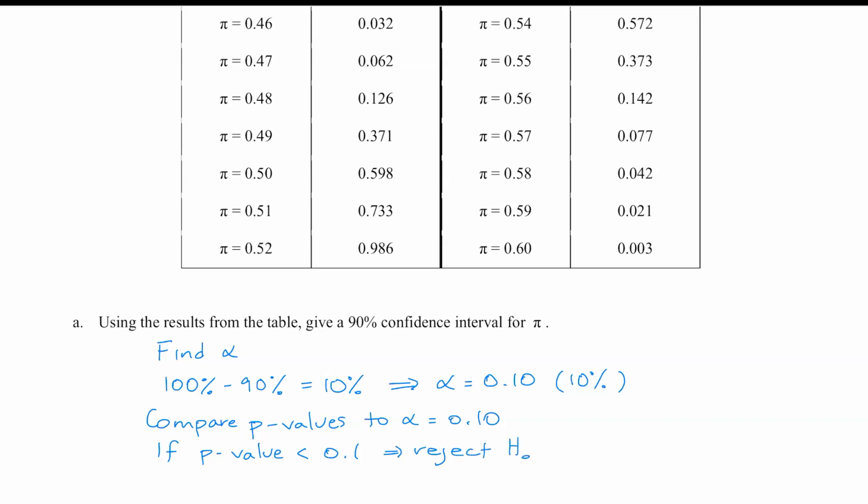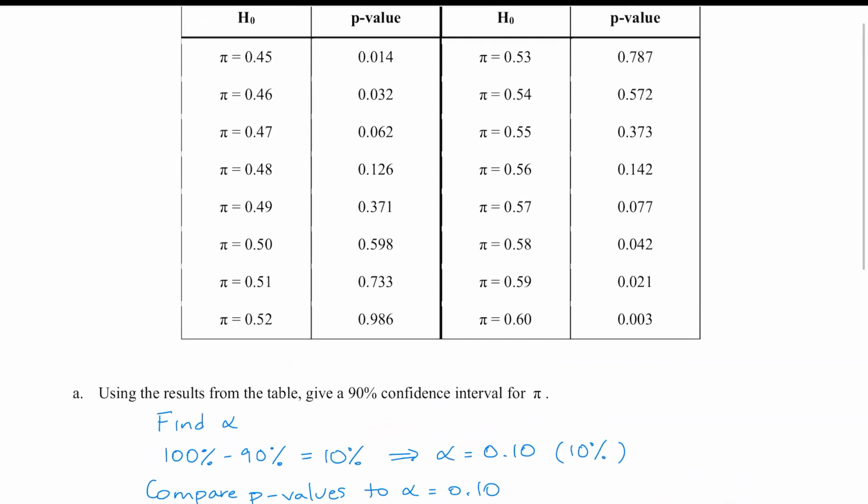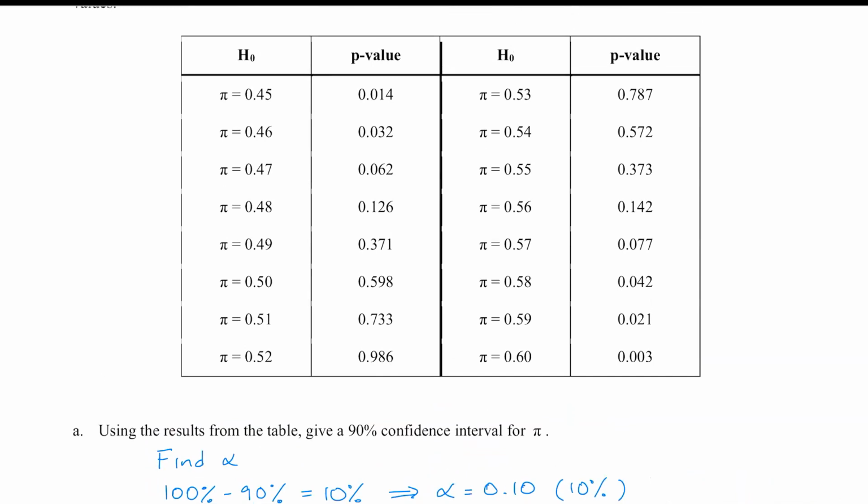And if the p-value is less than the alpha value of 0.1, I will reject the null hypothesis. If the p-value is greater than 0.1, I will fail to reject, which means the H0 pi value is plausible.